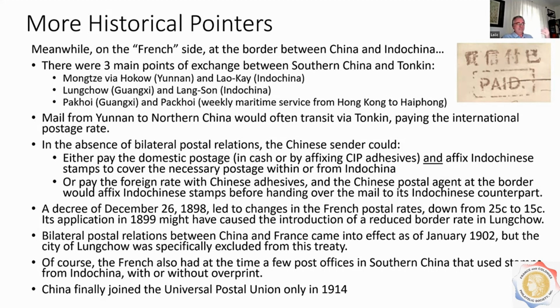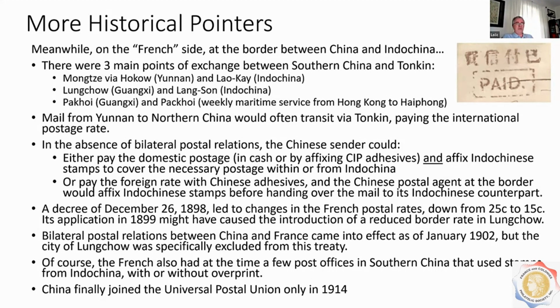with the Chinese spelling and then the early French spelling to differentiate the two, where basically the mail would get on the weekly maritime service from Hong Kong to Haiphong, and then the mail would get passed to Indochina via Haiphong. To be noted as well, and we'll see this eventually in the presentation down the road, that mail from Yunnan that was sent to northern China was a difficult route by land, and so oftentimes it would transit via Tonkin, meaning that they would have to pay an international postage rate.